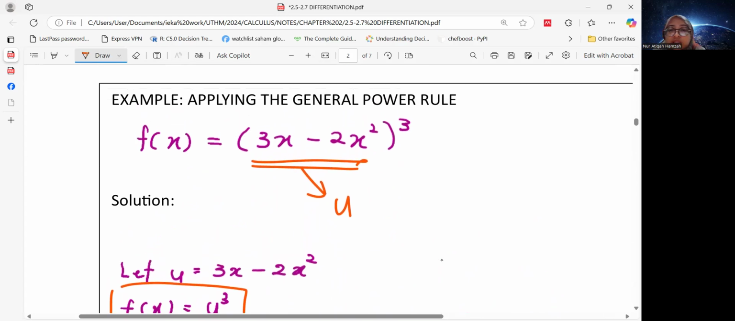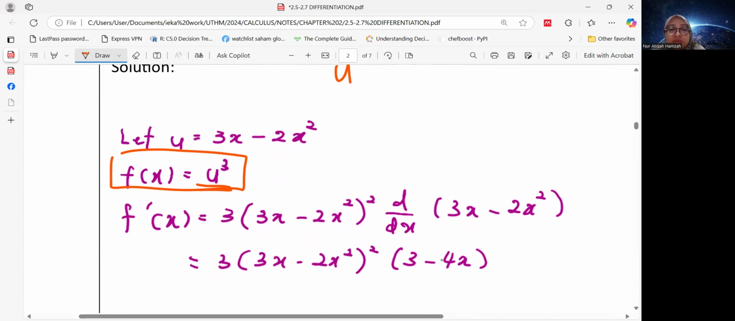Bila awak jumpa function yang dekat dalam kurungan, bracket macam ni, maksudnya awak kena differentiate luar and then you have to differentiate yang kat dalam juga. Sebab tu bila kita differentiate yang luar saja, kalau u kita differentiatekan dia akan 3u to the power of 2. Tetapi u tu sendiri kat dalam dia kita perlu differentiatekan sekali lagi.